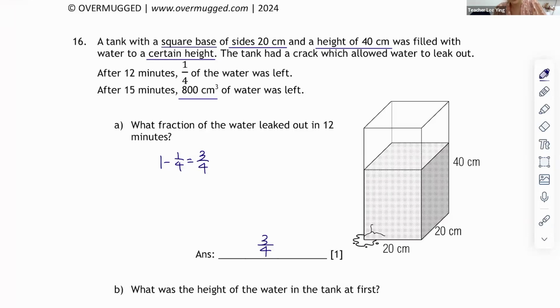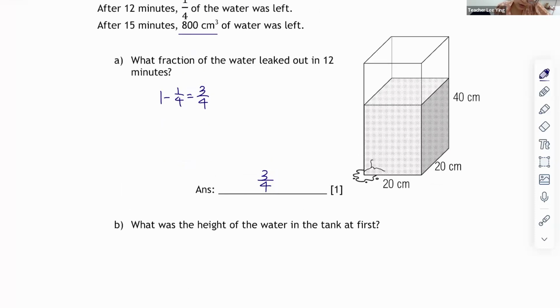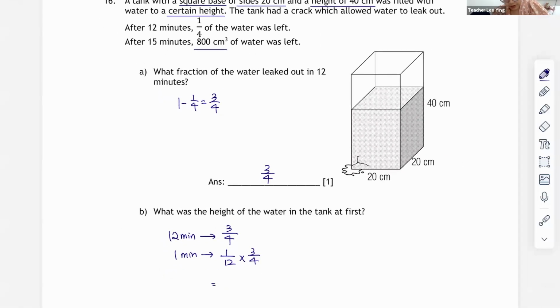So what was the height of the water in the tank first? This is a little bit of a rates question. If I know that in 12 minutes I have 3/4 of the water leaking out, that means in 1 minute, what fraction of the water leaked out? So I can multiply my fractions: 1/12 multiplied by 3/4. You can use your calculator. This will be 1/16. So in 1 minute, 1 out of 16 of the water comes out.